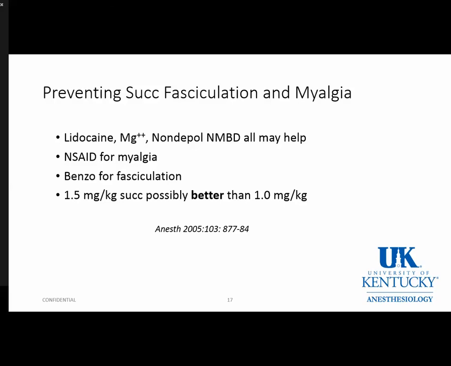So this was an article 8 years ago or so from Anesthesiology that looked at preventing succinylcholine-induced fasciculation and myalgia. Again, these two may not be linked, but there were some things that seemed to help. Administration of lidocaine, magnesium, or, as previously mentioned, pretreatment with, say, 10% of an intubating dose of non-depolarizing neuromuscular blockers all may help blunt some of this.